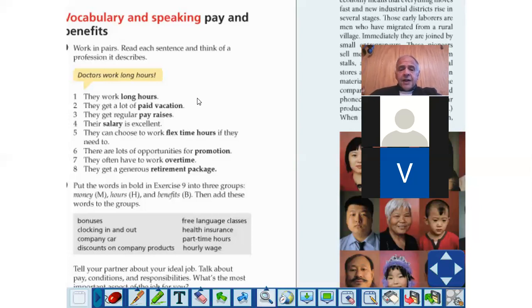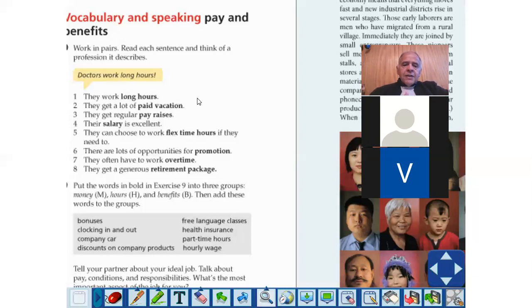Retirement, Valeria, what is retirement? Like jubilación. Yeah, but in English, how can you define retirement? It's when you retire. I mean, once you stop working. Okay, when you stop working, you retire. So the retirement is the moment in which you stop working.